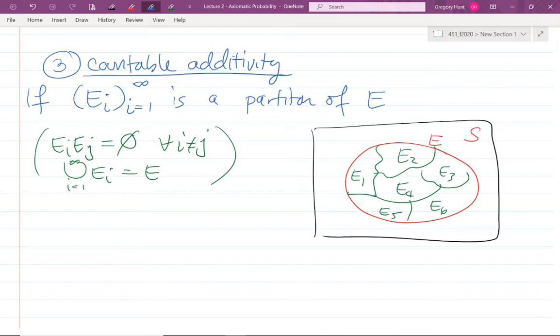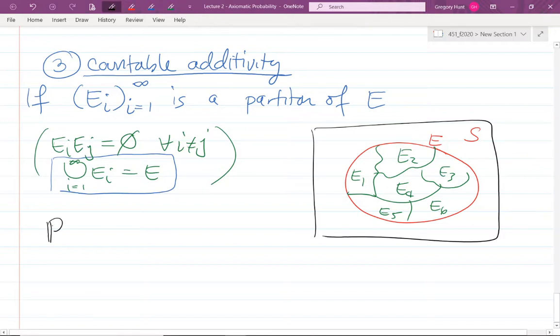So if I look at this partition, and in particular, I consider this second point here, which is that I can reconstruct E by taking the union of the E sub i. The axiom of countable additivity says that if I want to look at the probability that E occurs, I don't actually have to know anything about E beyond this partition. And in fact, I can just sum up the probabilities of each of these events individually. That is the whole axiom.